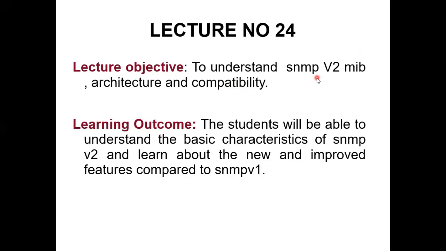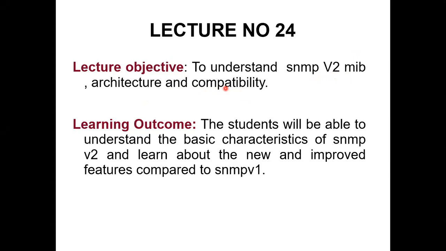Okay, so we will understand about SNMP version 2, the MIB, and how the MIB was enhanced. The MIB, again, is the database that is getting enhanced. So how did the MIB get enhanced in version 2? Then we will see the architecture and the compatibility. Compatibility in the sense that when version 2 was found out, devices already had version 1 in them.